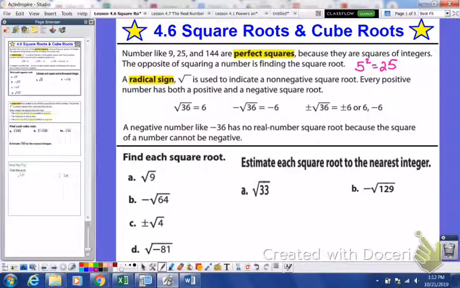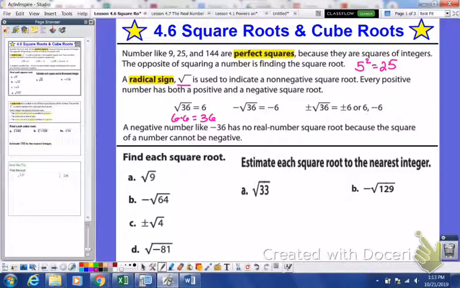Then a radical sign, which is this sign right here, is used to indicate a non-negative square root. Every positive number has both a positive and a negative square root. For instance, the square root of 36 is 6 because 6 times 6 equals 36. Then the negative square root of 36 is negative 6 because the square root of 36 is 6, and the negative on the outside means we have a negative answer.